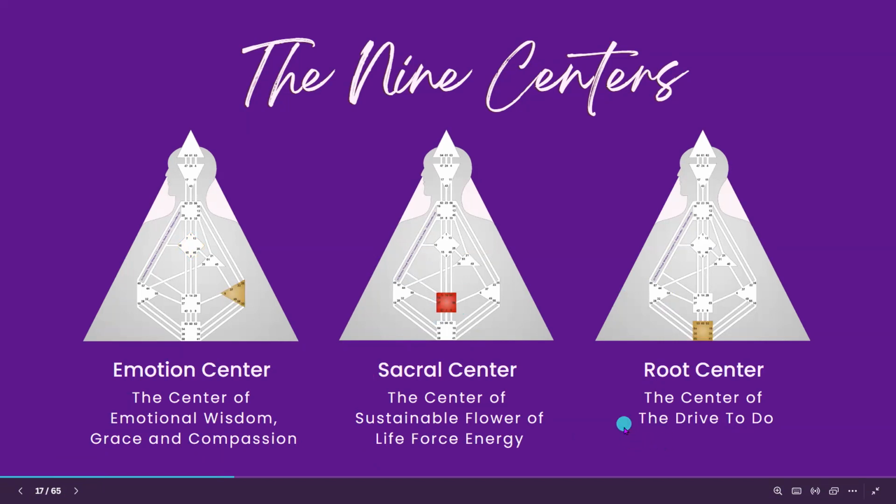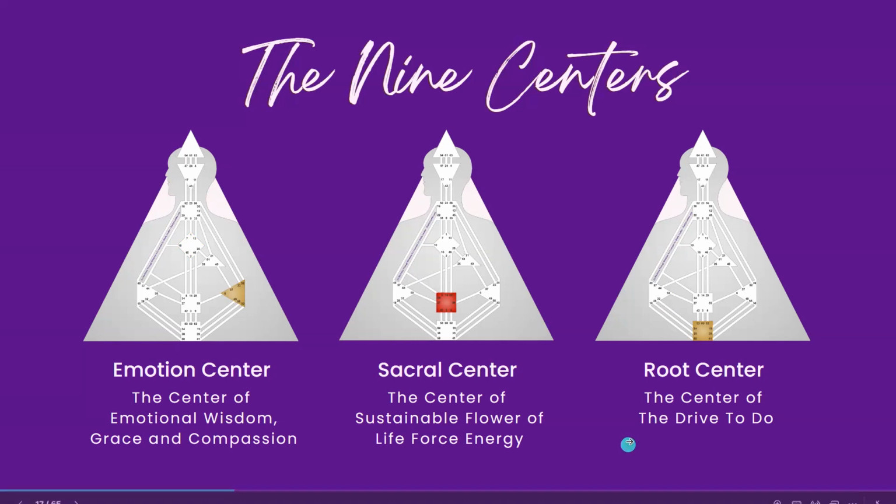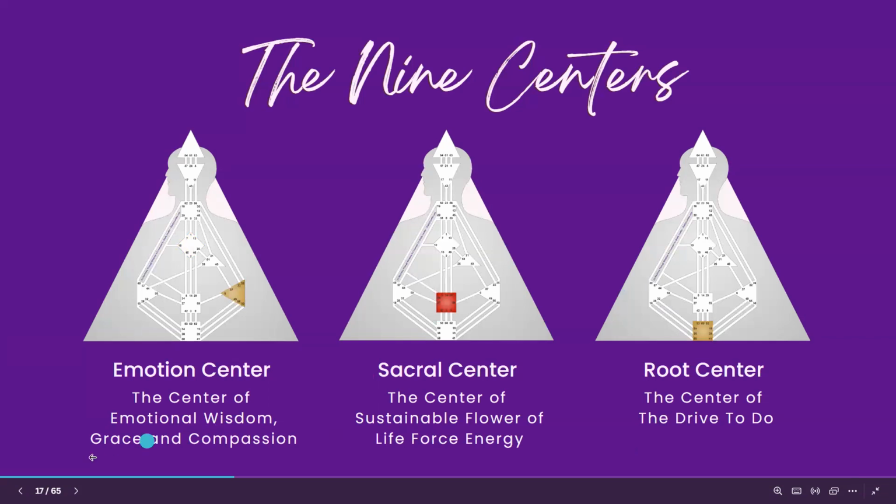Okay. And then the next one is the root center. At the very bottom is the brown square. And this is the center of drive to do. Like, this is what gets you up out of your chair to go do something, the dishes need to be done, or you're going to go for a walk, or it's time to do whatever you're needing to do. And that's what gets you up and getting going.